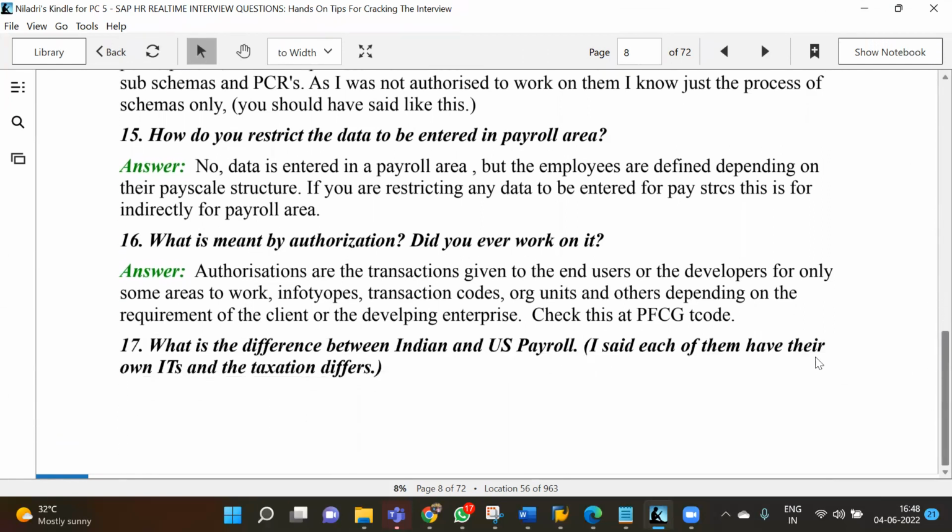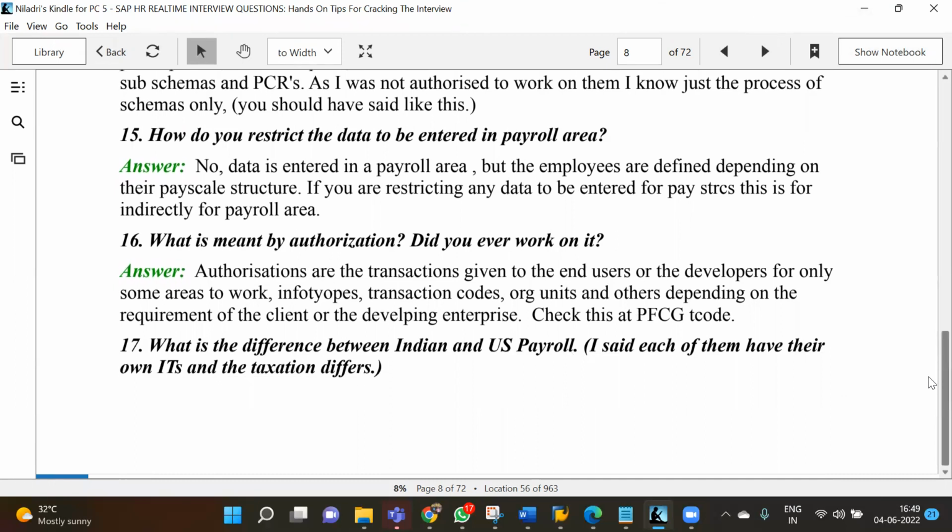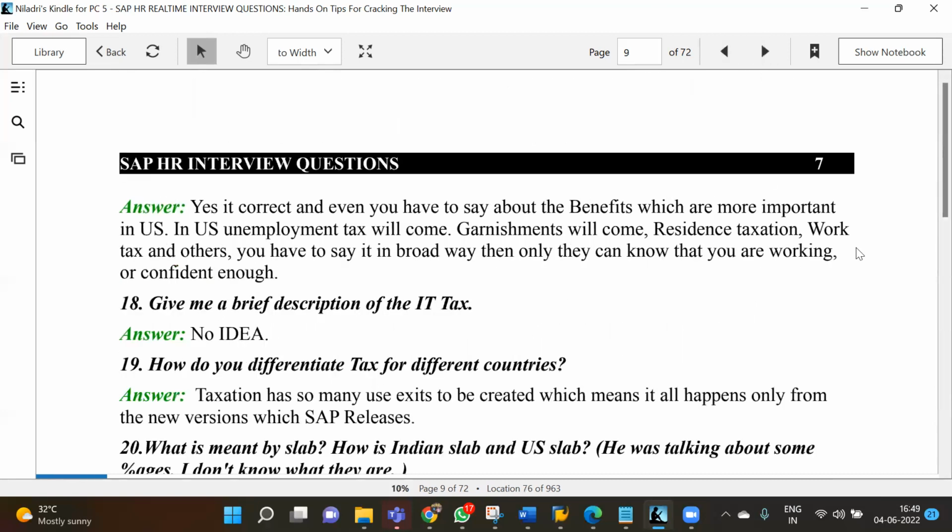What is the difference between Indian payroll and US payroll? I like this question. Basically, mostly the input types will definitely vary because every country has its own taxation principles, taxation process, right? So that way we can mention, okay, we can give some examples. Give me a brief description of the IT tax. So the income tax, we can answer accordingly.